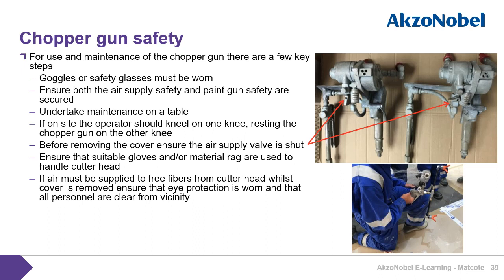Because the chopper gun has moving parts and blades inside it, any maintenance of the chopper gun must be done under safe conditions. So there's a few key considerations when doing maintenance. Firstly, goggles or safety glasses must be worn at all times during maintenance on the gun. If undertaking any maintenance on the gun, ensure both the air supply safety and the paint gun safety are secured.